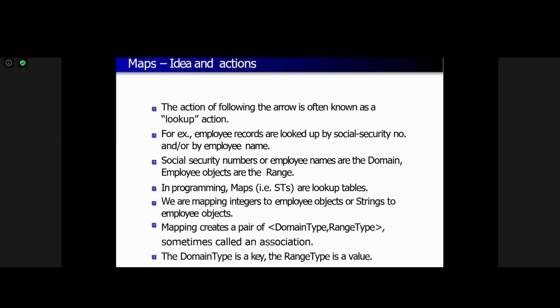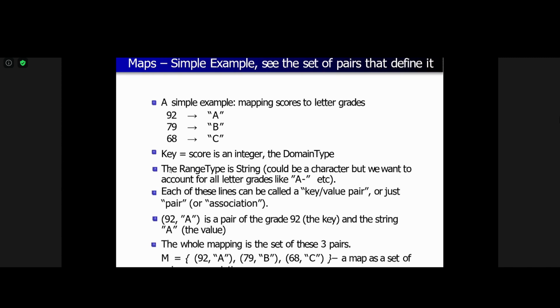Anyway, what happens when you create a mapping is you're creating a bunch of pairs of domain and range elements. And these are sometimes called associations. These associations define the mapping. So each association has a domain type key and a range type value. This is just basic stuff. And here's the simplest possible kind of map. You have scores to letter grades. So 92 is an A, and 79 is a B, and 68 is a C.